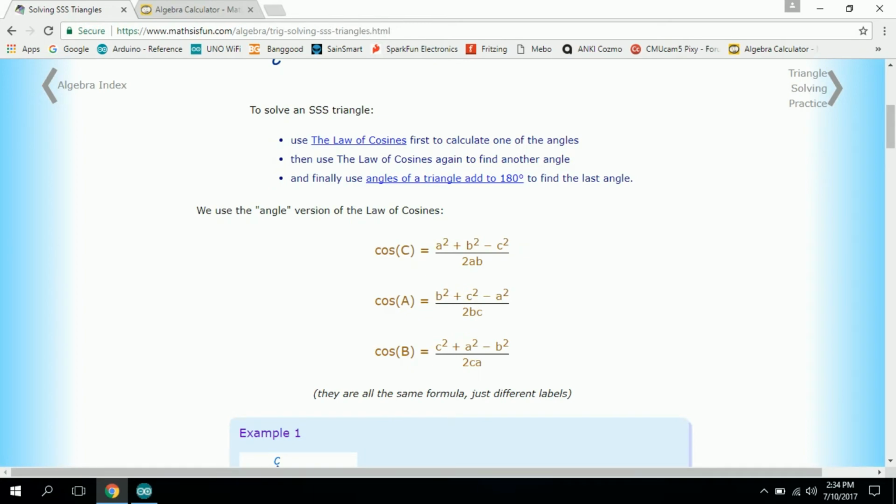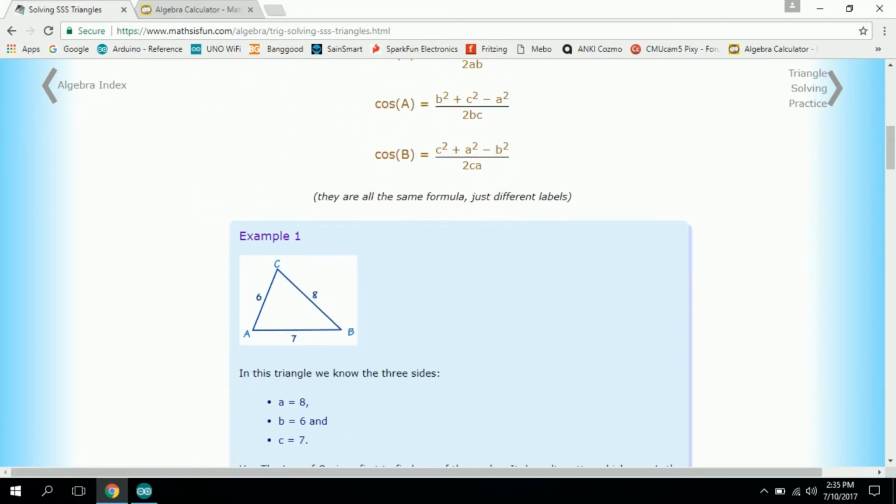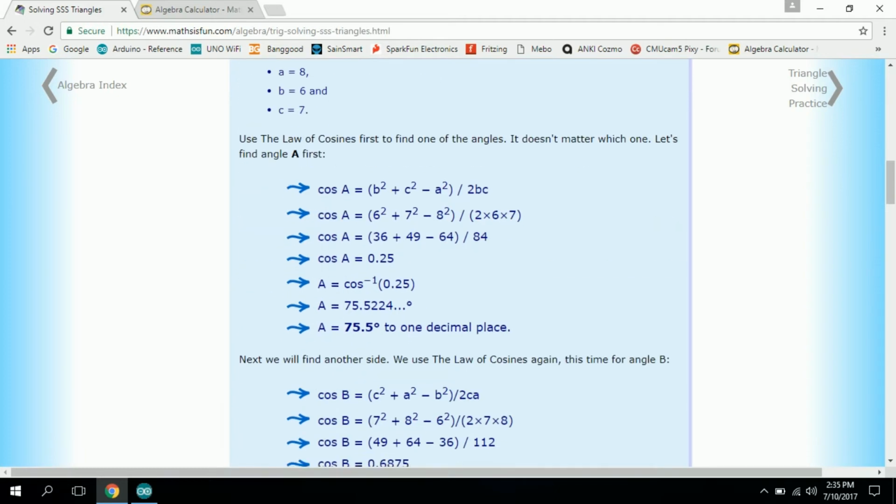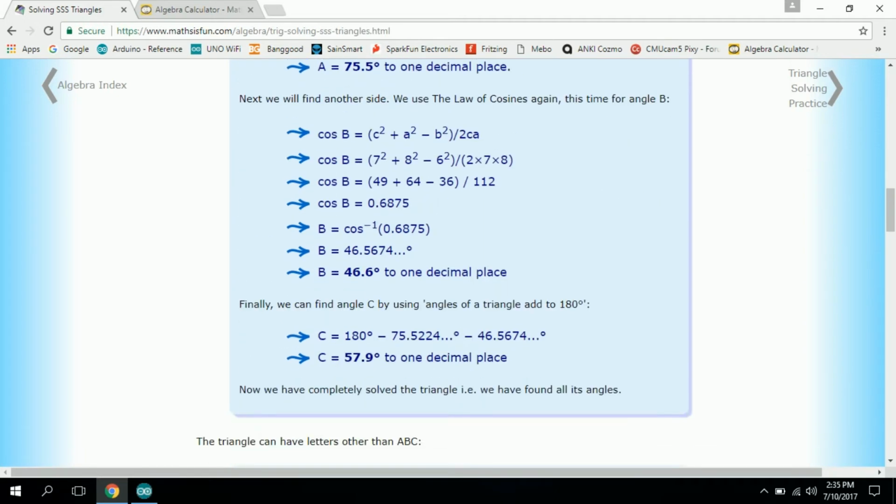You can read this website yourself, but these are the formulas right here that I used, and they came in very handy. This whole website is very straightforward. It isn't a lot of extra explanation. It's just real basic usage. And here it gives examples, and you can follow along each case. And then here it tells more information on how to subtract it from 180.